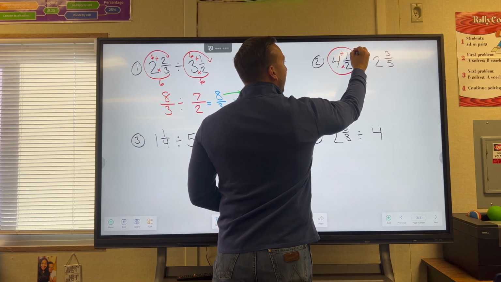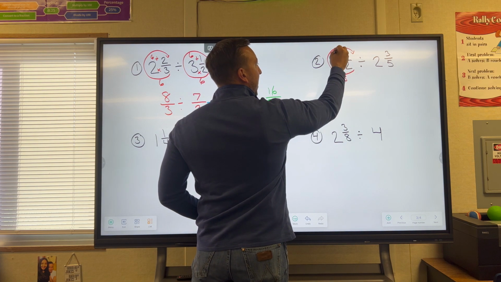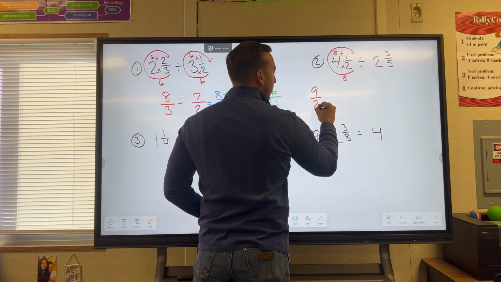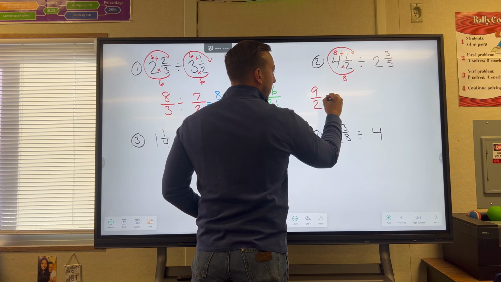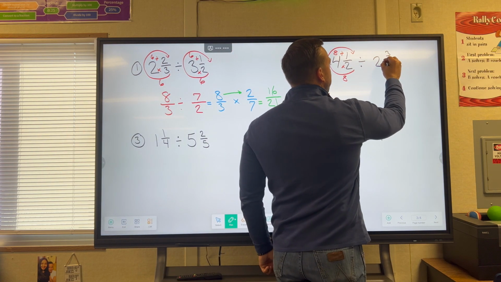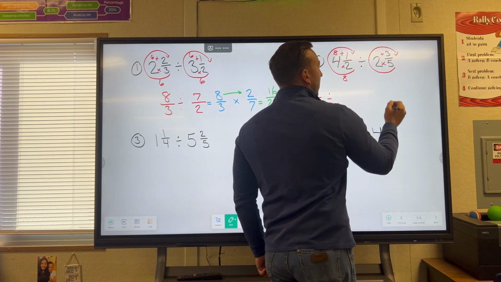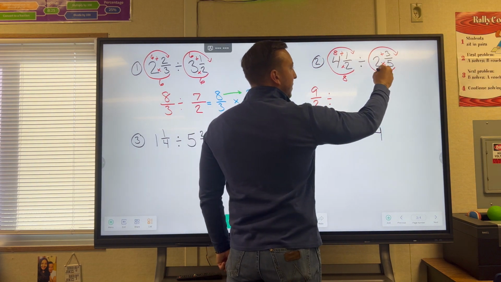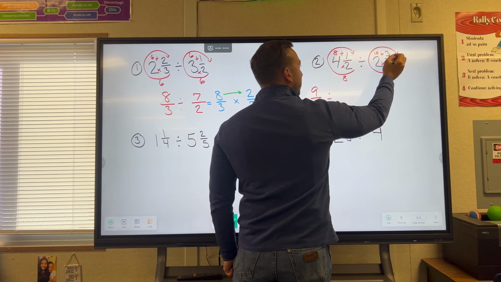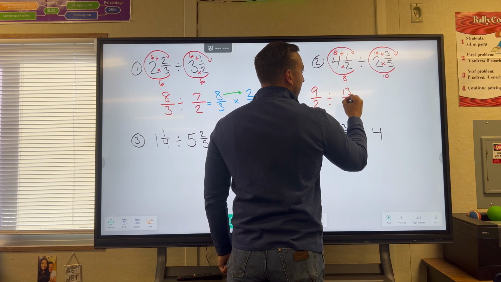Just like that. And we get 4 times 2 is 8. It's going to go up. 8 plus 1 is 9. 9 over 2. Divided by. Same thing over here now. Spin wheel method. 2 times 5 is 10. It's going to go up. 10 plus 3 is 13. We have 13 over 5.